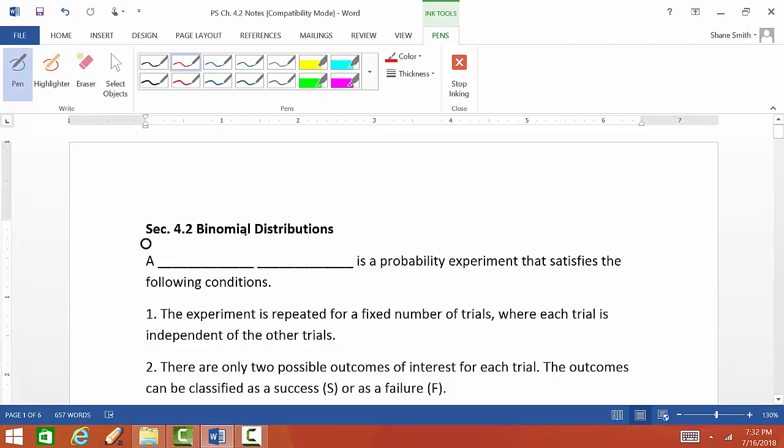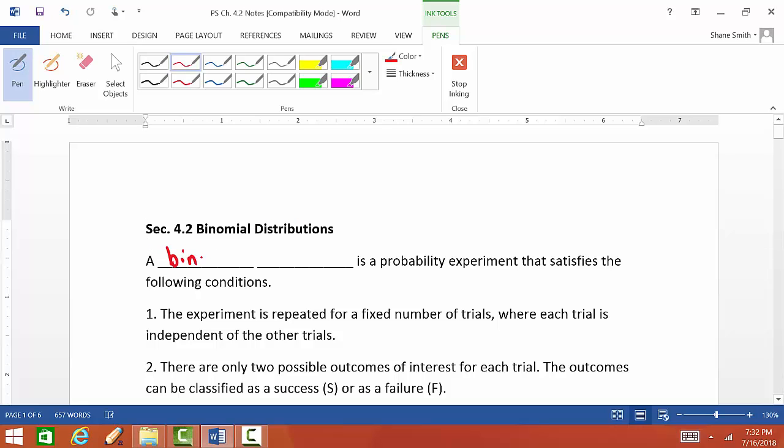So last section we talked about discrete probability distributions, and this section we're going to talk about binomial distributions. So a binomial distribution is a specific type of probability distribution. And in the last section of chapter 4 we'll talk about a geometric distribution, which is another specific type of discrete probability distribution.